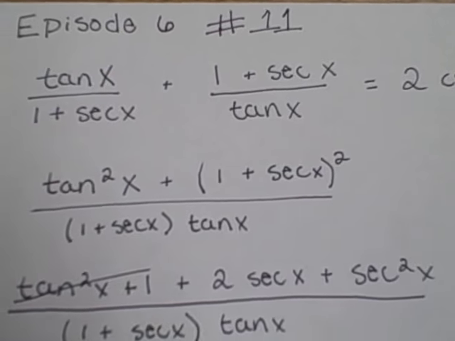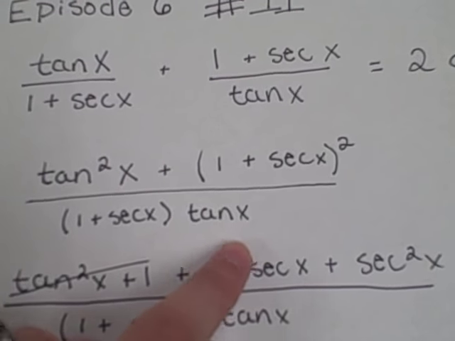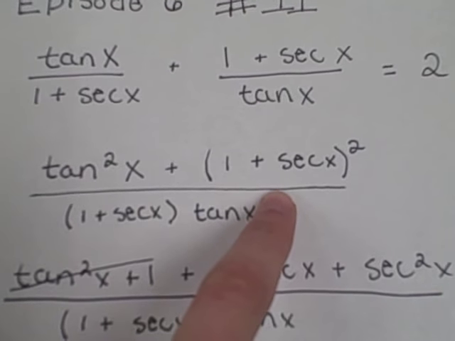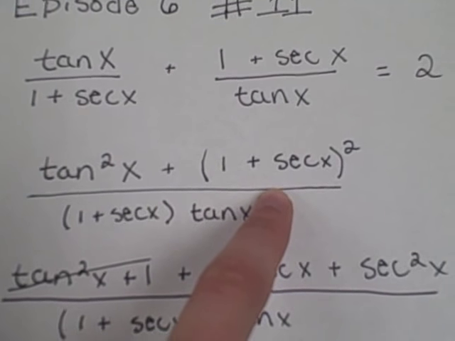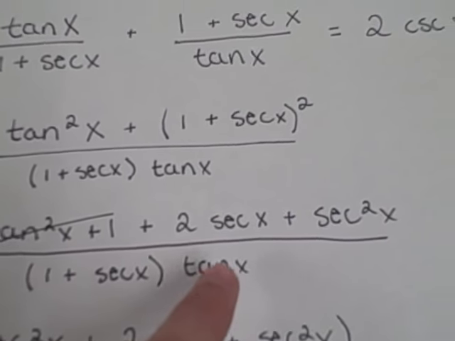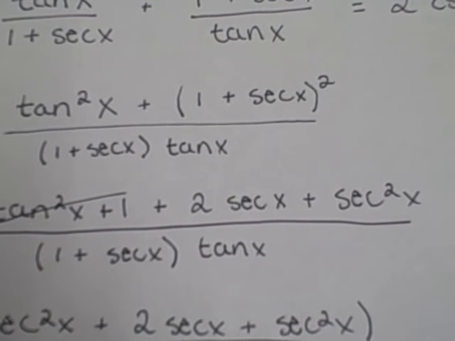And once you do that, you are left with tangent squared x plus 1 plus secant x squared over 1 plus secant x times tangent x. And because you have a squared up top, you have to factor this out. And once you do so, you are left with tangent squared x plus 1 plus 2 secant x plus secant squared x over 1 plus secant x times tangent x.